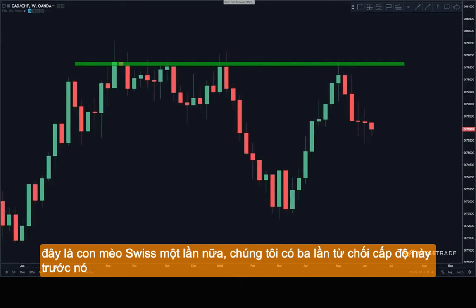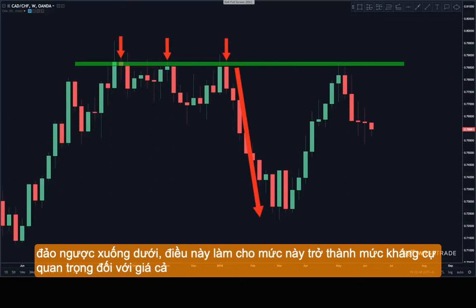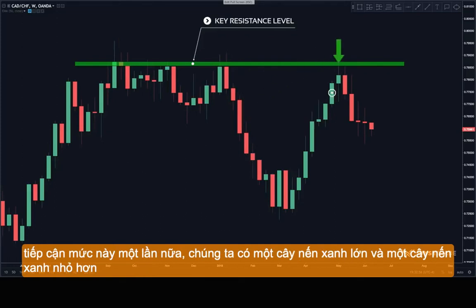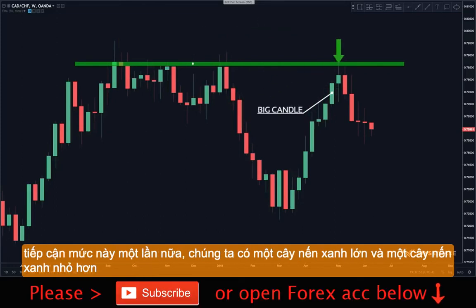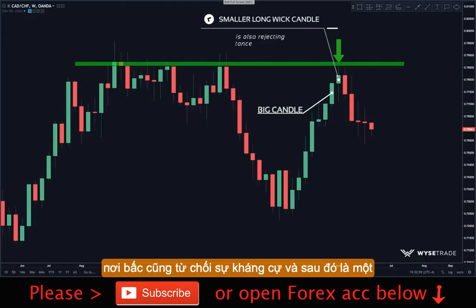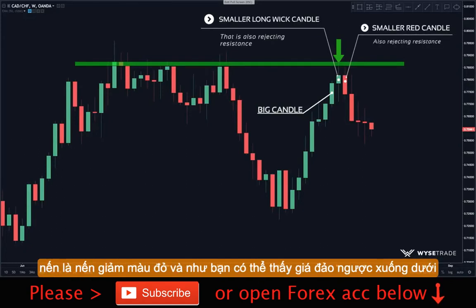Here's the CAD Swiss. Again, we have 3 rejections of this level before it reversed downwards, which makes this a key level of resistance. As price approaches this level again, we have a big green candle, a smaller green candle where the wick is also rejecting resistance, and then an even smaller candle, which is a red bearish candle, and as you can see, price reversed downwards.